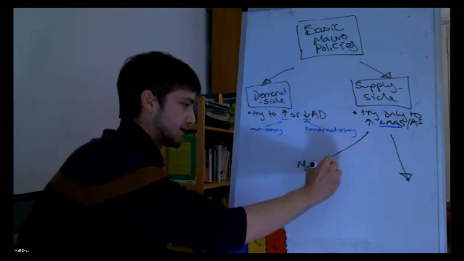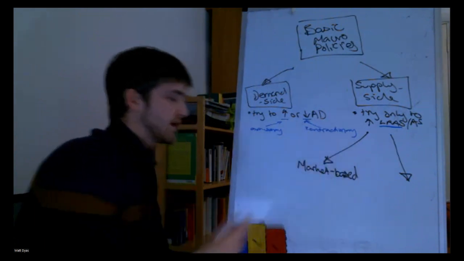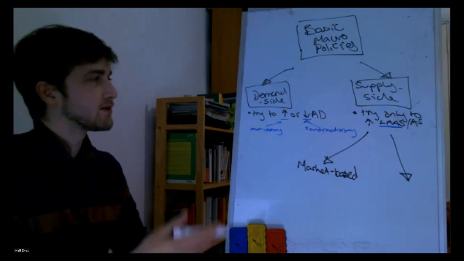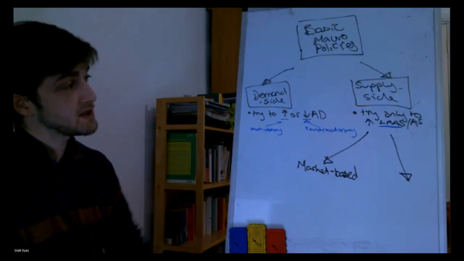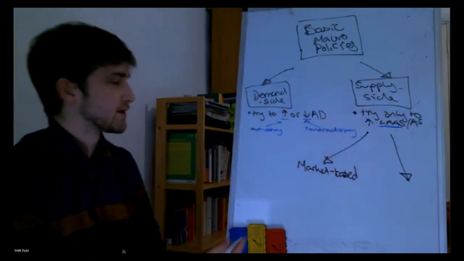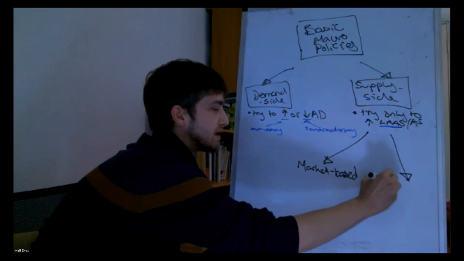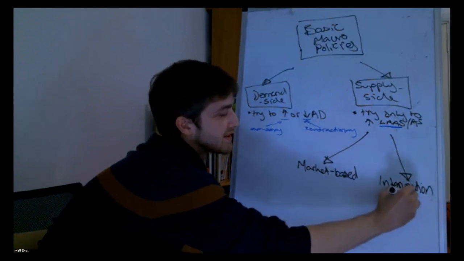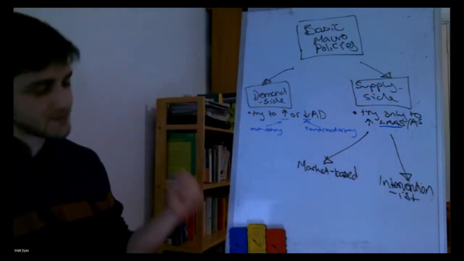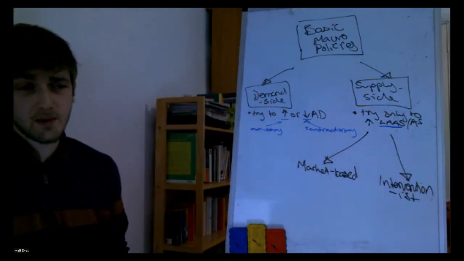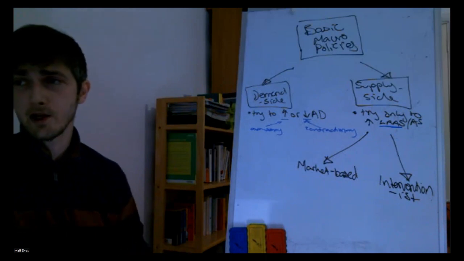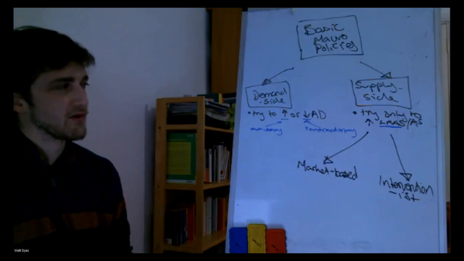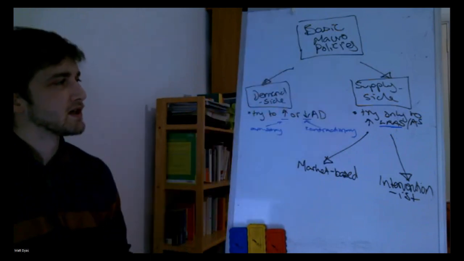You have market-based supply side policies, which basically increase the power of the market or decrease the power of the government to try and increase productivity and then increase aggregate supply. And then you have interventionist policies. Interventionist policies is kind of the opposite. The government is taking on greater power and greater role in the market to try and increase productivity or efficiency and therefore increase aggregate supply.